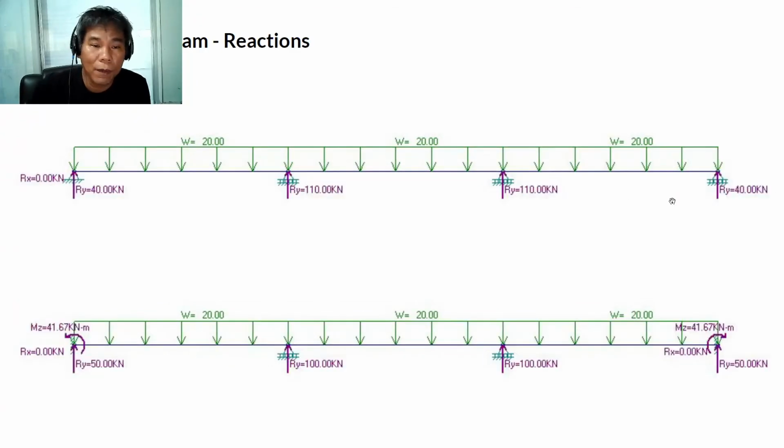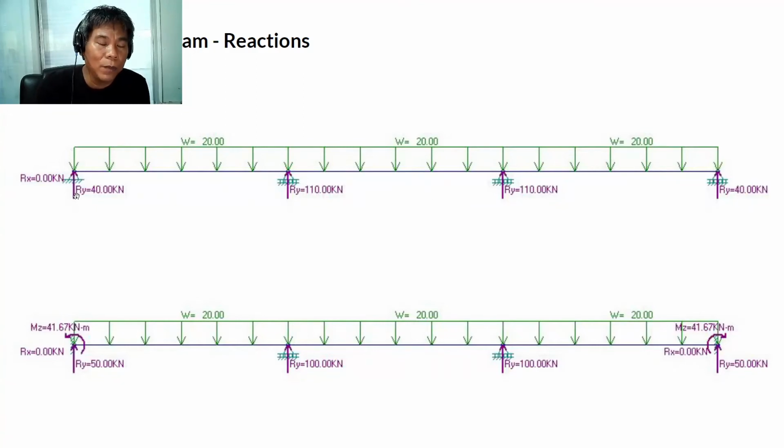So, what's the effect? First, we have the reaction. Reaction sa tunga, dili sila pareha. Ang sa ubos nga beam, pag na-fix ended, mas gamay ang mga reaction sa tunga. Pero ang sa support, mas dako siya vertical reaction 50 kumpara diri sa taas, 40 lang, 40. Kining sa tunga 100 sa ubos, 110 sa taas.